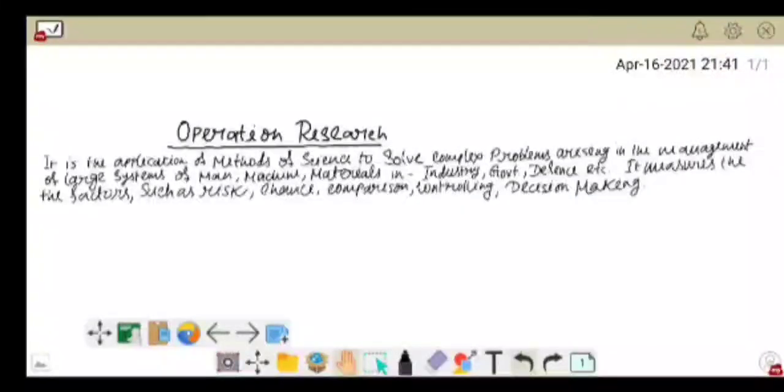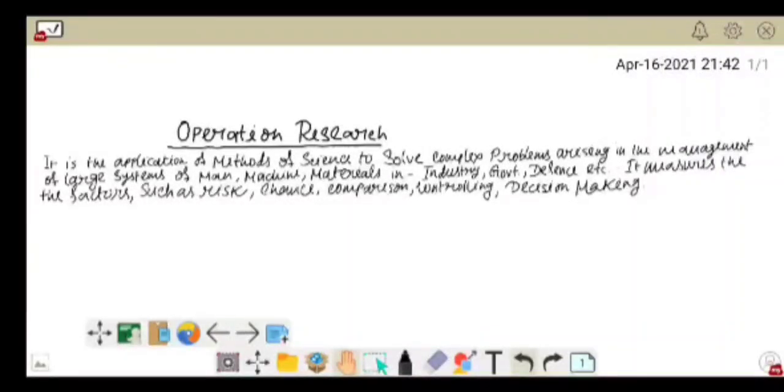So, in this video, I am going to learn the subject Operation Research. So, what is the subject? What does the subject want to tell, and what is its purpose? So here we can see a definition.